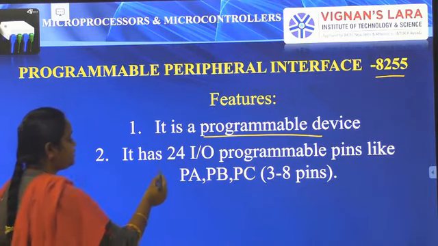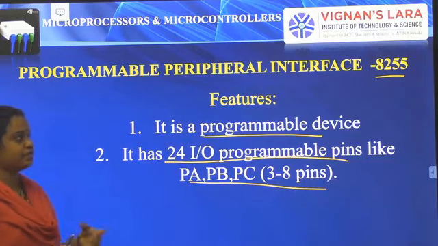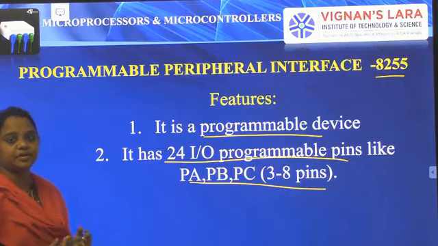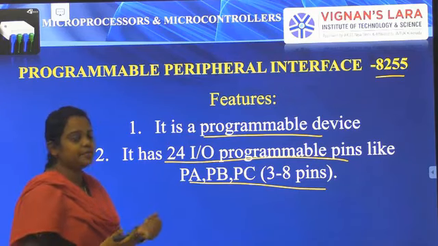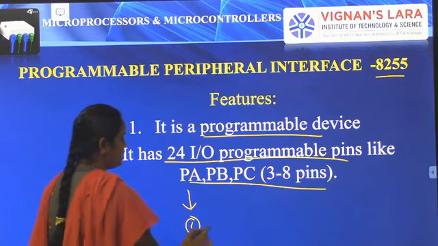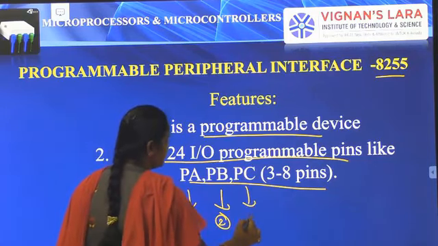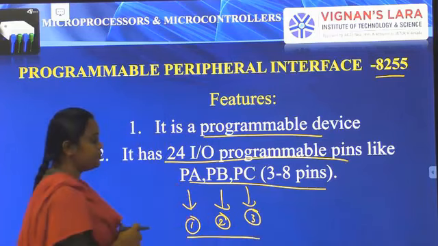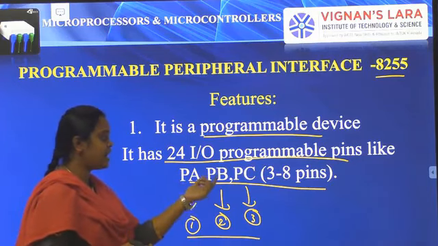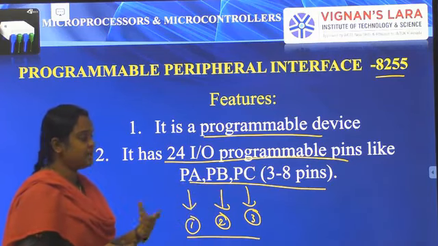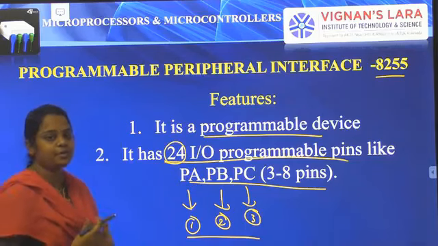It has 24 input-output programmable pins, like port A, port B, and port C, which are programmable by the programmer. That means we have 3 ports. Port A has 8 pins, port B has 8 pins, and port C has 8 pins. For each port we have 8 pins. Totally we have 24 input-output programmable pins.